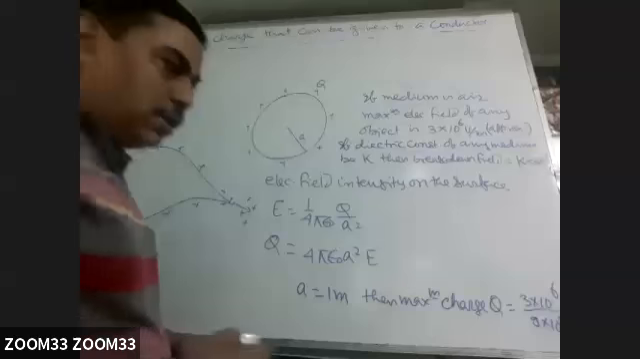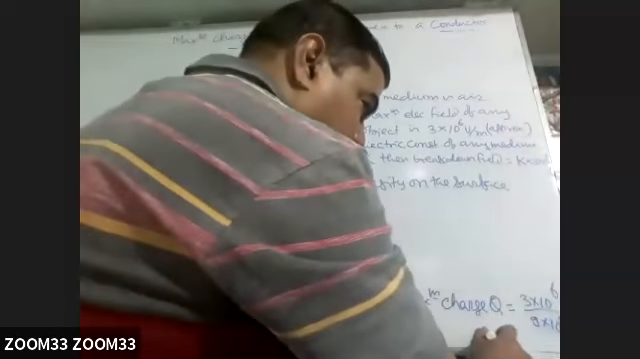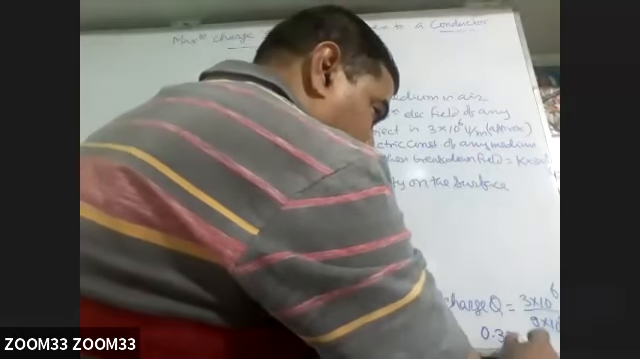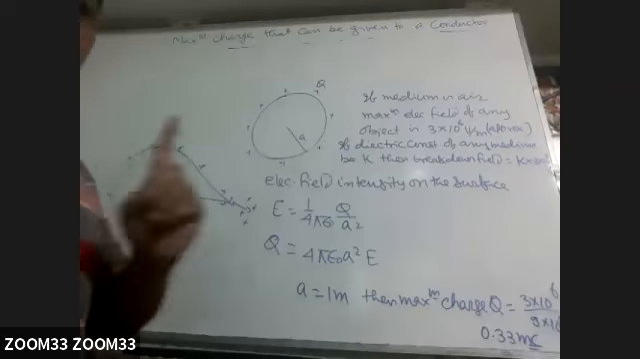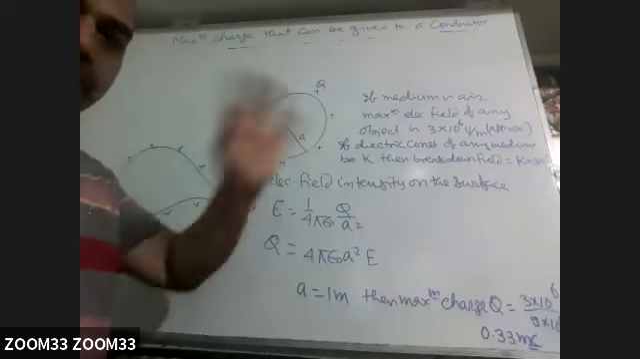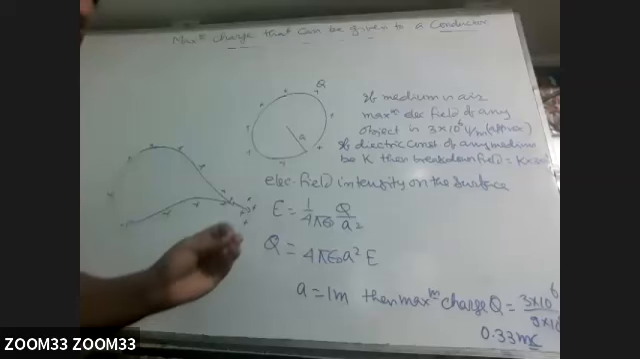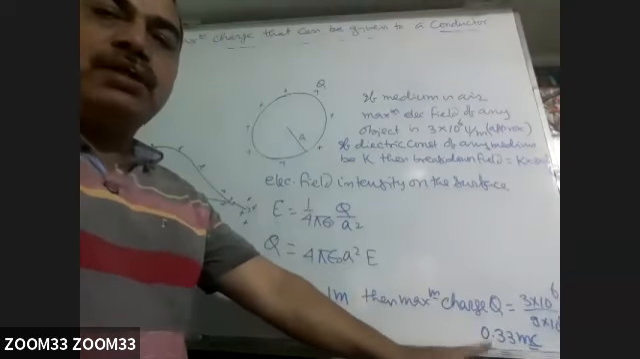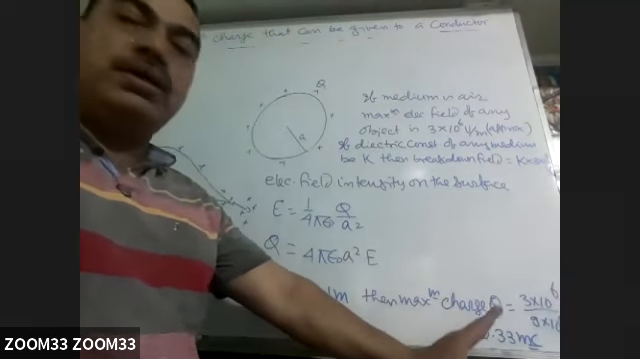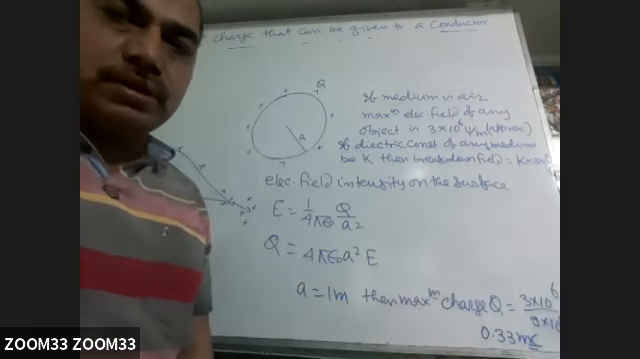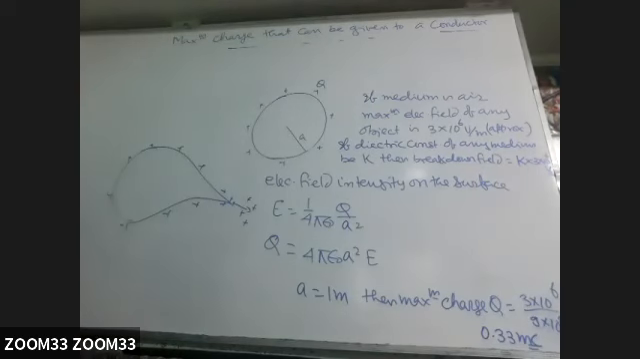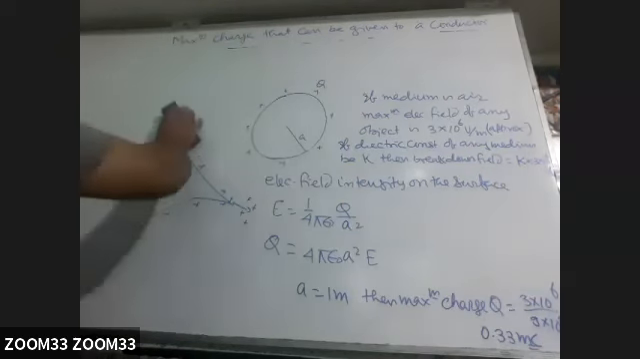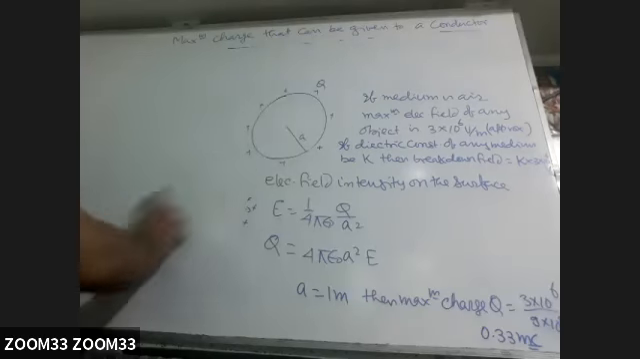So it is 0.33 millicoulomb. That much charge for a sphere of radius 1 meter. See how big a sphere it is. It can have a charge maximum up to 0.33 millicoulomb, not more than this. Okay, so this is the maximum charge that can be given.